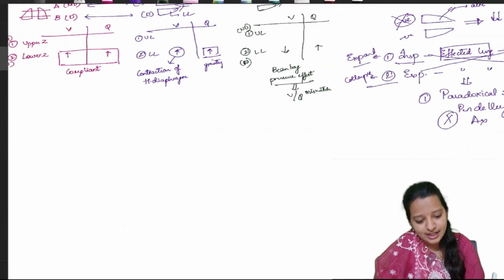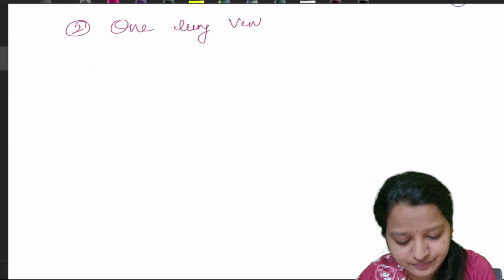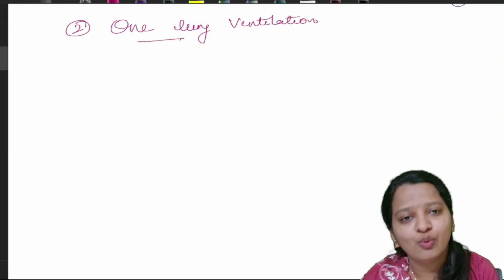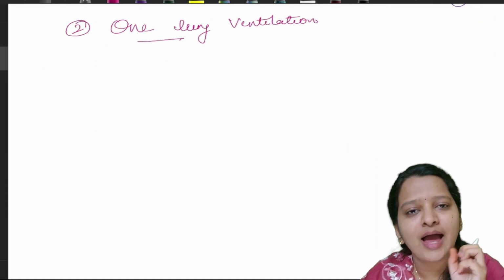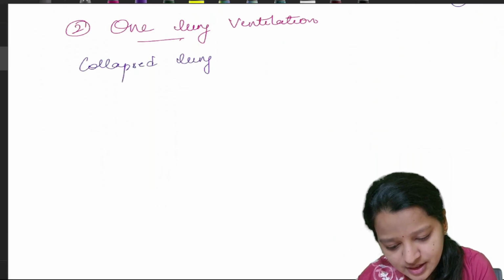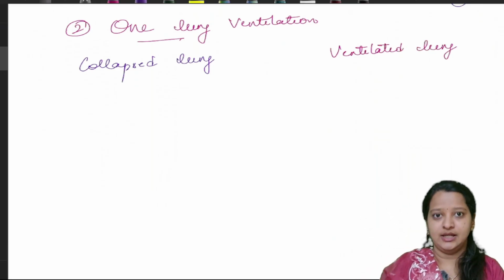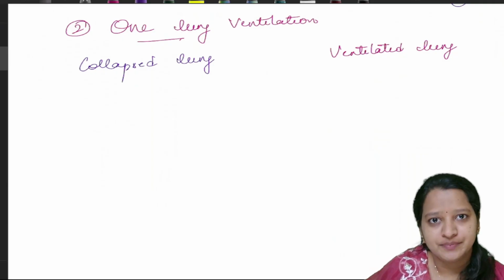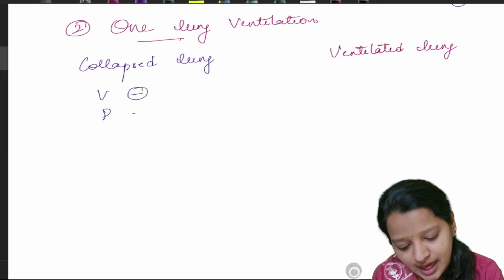Now let us go into the second topic, one lung ventilation, on a gross level. Here what we are doing is intentional collapse of one lung. So there will be two types of lungs now, the ventilated lung and the collapsed lung. Let us see the differences between both of them. The first one is the collapsed lung, the second one is the ventilated. In the collapsed lung there will be no ventilation, right? But what about perfusion? Of course, there will be perfusion. So there will be no ventilation and there will be perfusion.